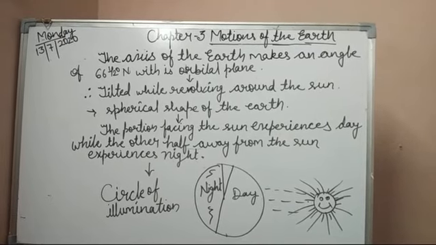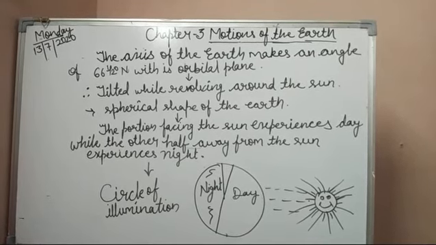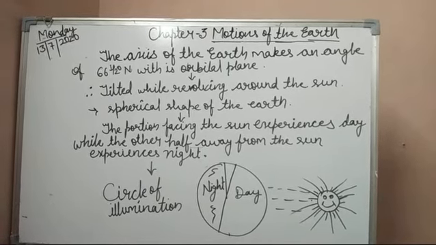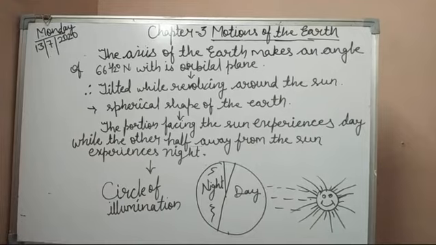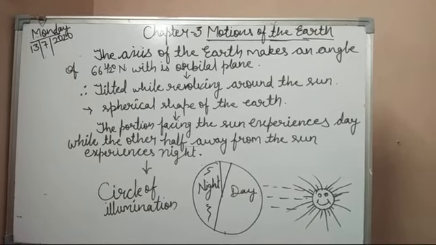The portion which faces the sun experiences day, while the other half away from the sun experiences night. The circle which can be shown on this diagram is called the circle of illumination.